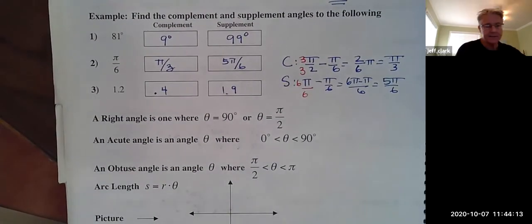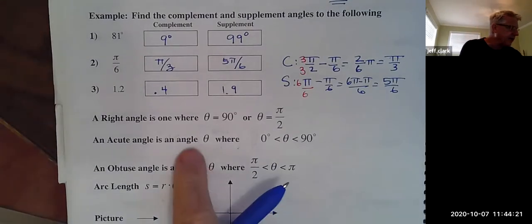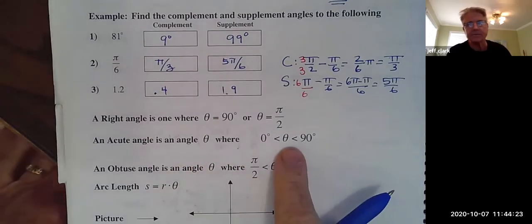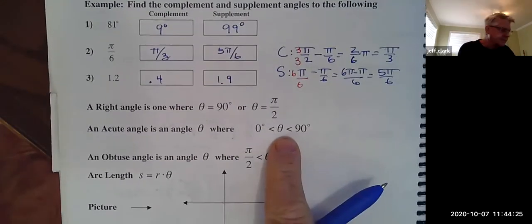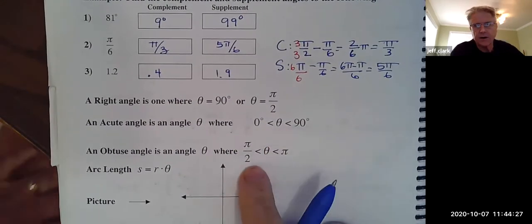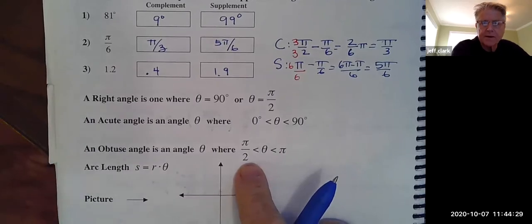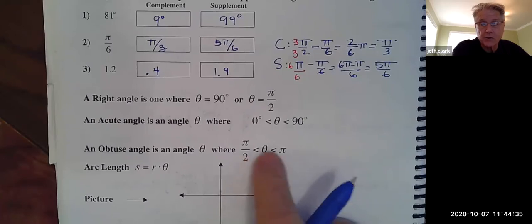A few of the things that are commonly known: right angles are 90 degrees. Acute angles are less than 90 degrees. Got to be positive though. Obtuse angles are angles that are bigger than 90 degrees, less than 180, or an angle between these two radian measurements.